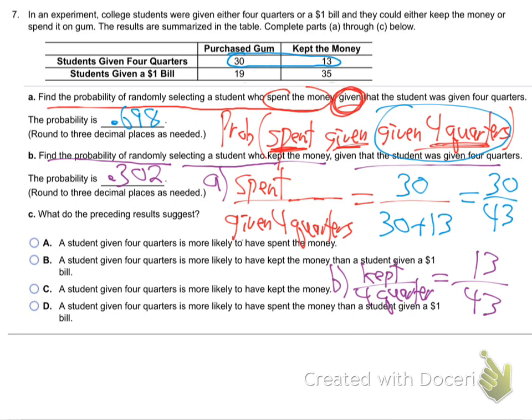Would it be? Oh, no, we don't know anything right now about the $1 bill. So it'd be that a student given 4 quarters is more likely to just spend the money. That's all we know right now. The other part's true, but we don't know that yet. All this suggests is that a student given 4 quarters is more likely to have spent it than kept it. That's all we know from those numbers. Is that good? Yep. Any questions on that before I move along?